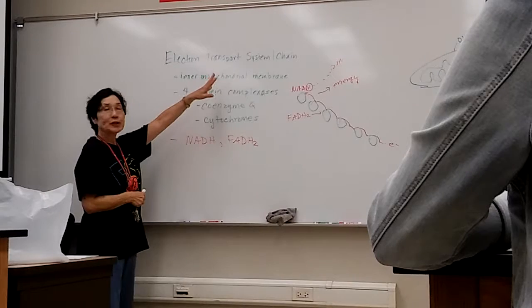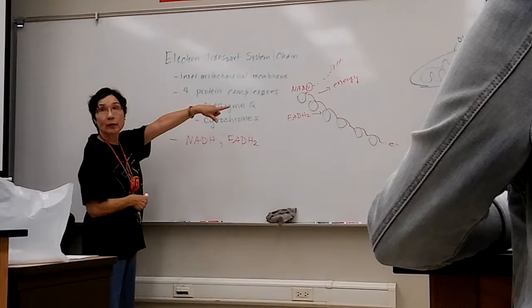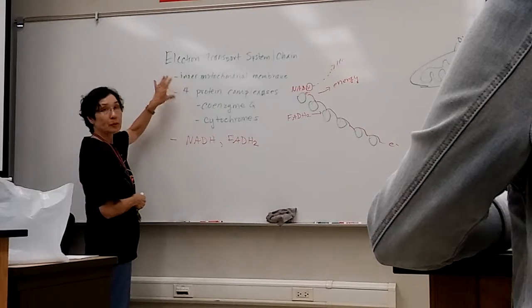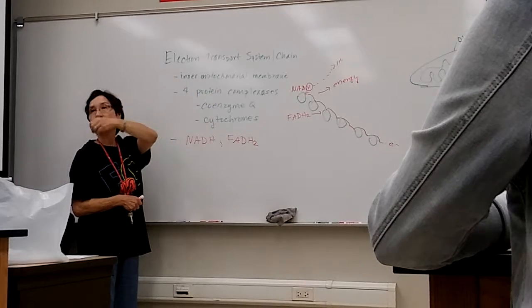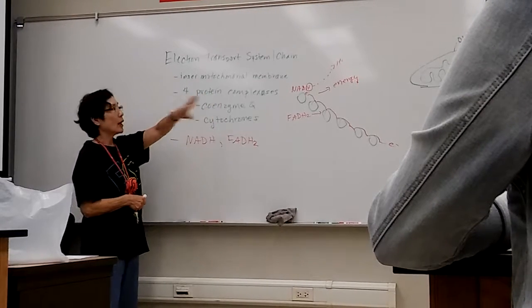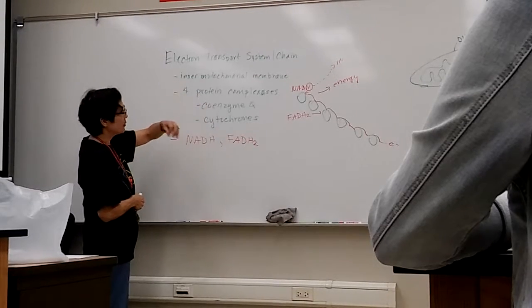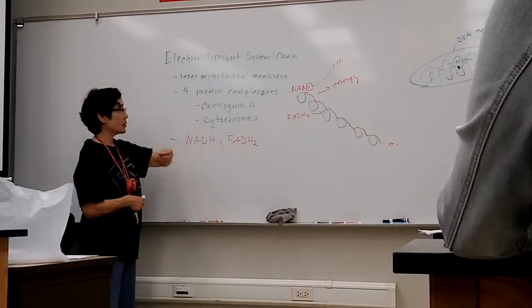Okay, so the ETS, the electron transport system or chain, basically is located in the inner mitochondrial membrane. That's what we have in the little black dots there. It consists of protein complexes that basically are able to accept and give away, reduce, oxidize electrons. The coenzyme Q and cytochromes make up the bulk of the molecules themselves.